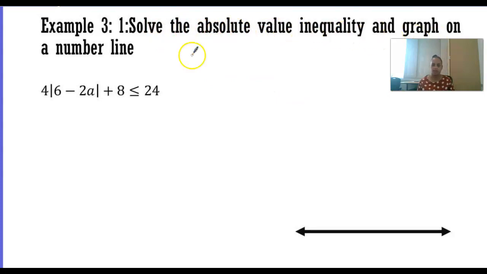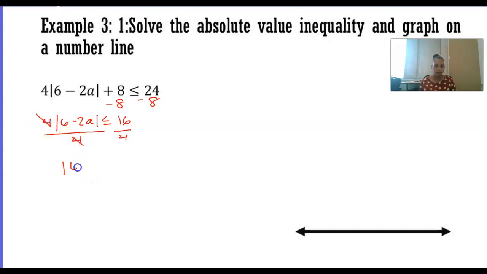All right, last example that we're going to do together. Solve the absolute value inequality and graph on a number line. Let's go ahead and get through this. First, isolate that absolute value. So divide by 4. So I'm left with the absolute value of 6 minus 2a is less than or equal to 4.